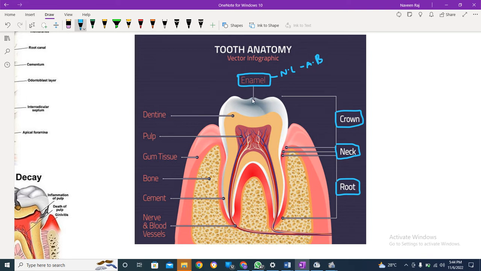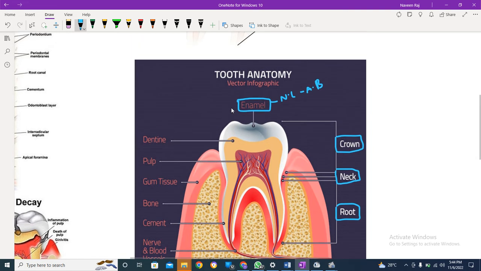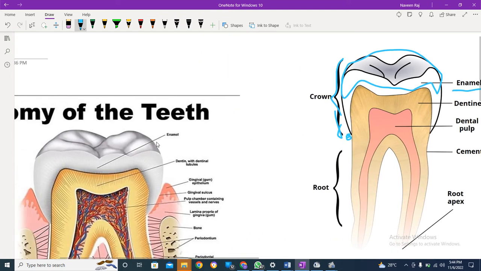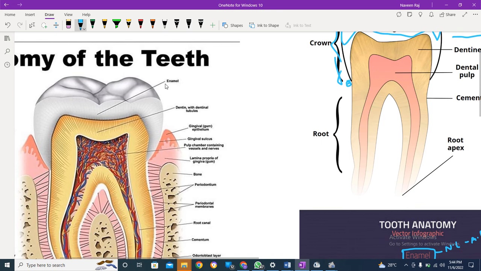And secondly, if you move forward, let me show you the enamel in all the structures. So the enamel, you can see this part over here. This one is enamel. Over here you can see the uppermost part. In this picture, you can see this one is enamel, the uppermost part.